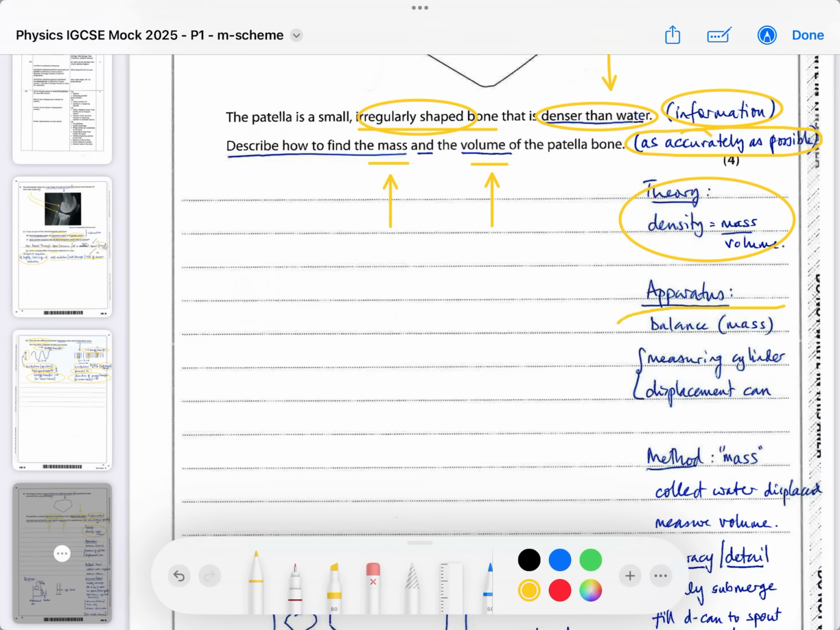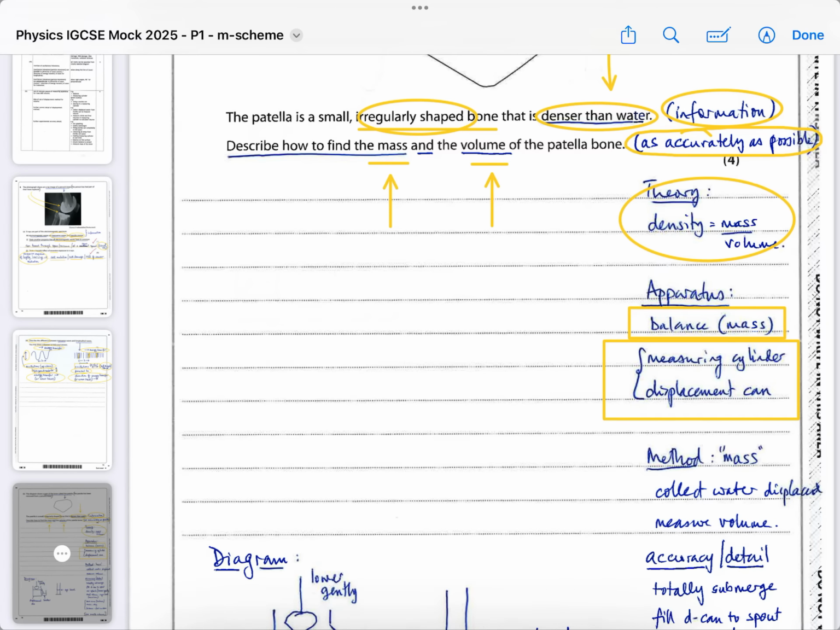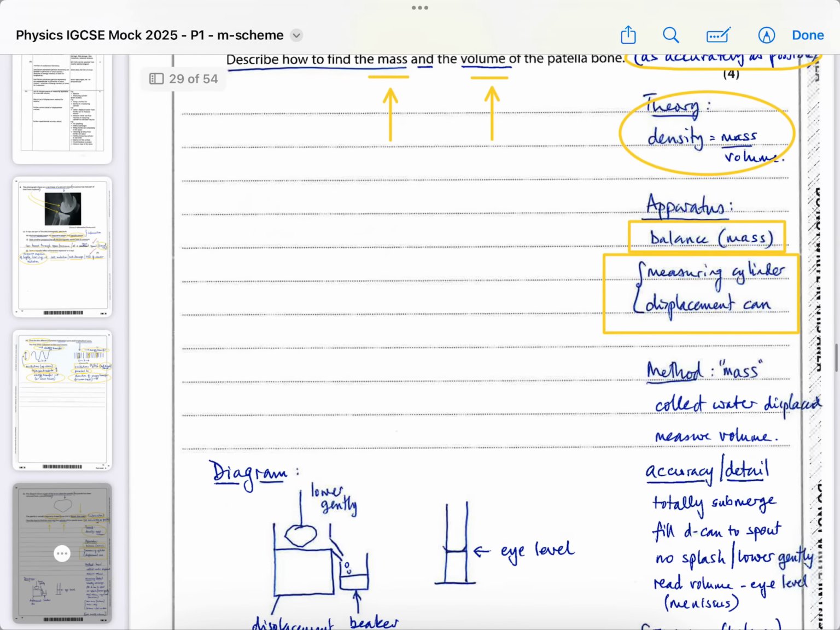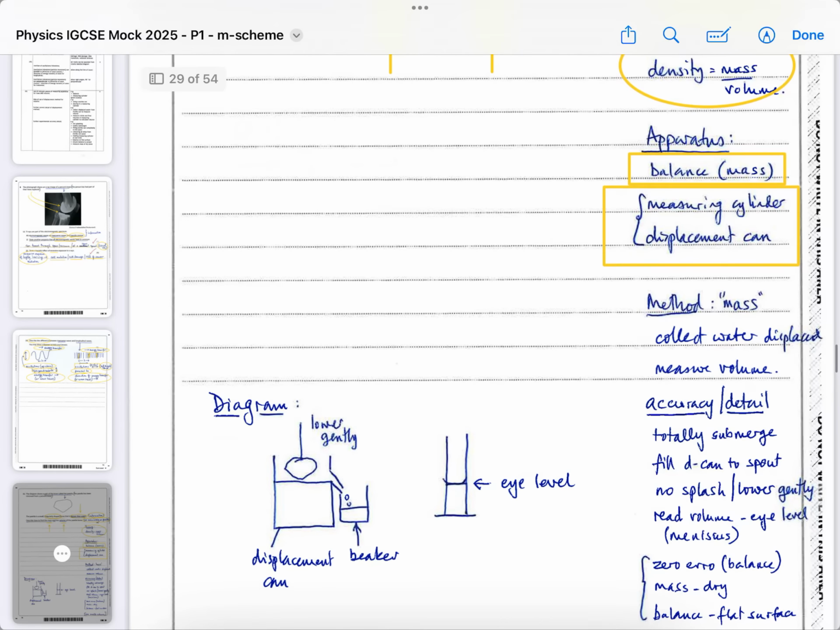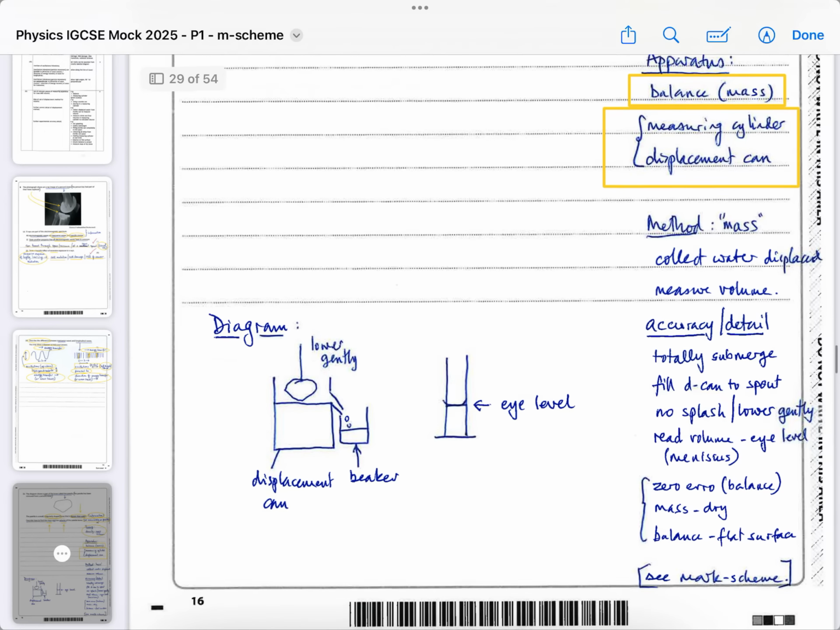Well, for the mass, you need a mass balance. Yeah, so that's the apparatus first. For the volume, you need a displacement can, and at least you need a measuring cylinder. So obviously, if you know that, then you can write out your method in a clear, concise, bullet-pointed way. So you can say, to measure the mass, we need a mass balance. To measure the volume, I would use a displacement can and a measuring cylinder. And you probably need a beaker as well, because you wouldn't necessarily put the displacement can above the measuring cylinder.